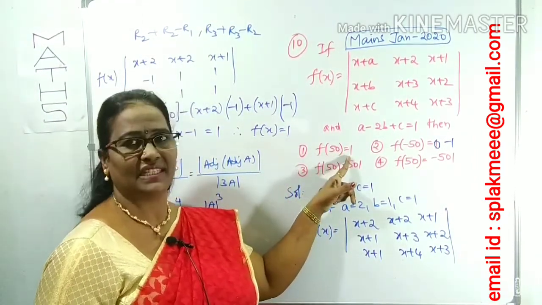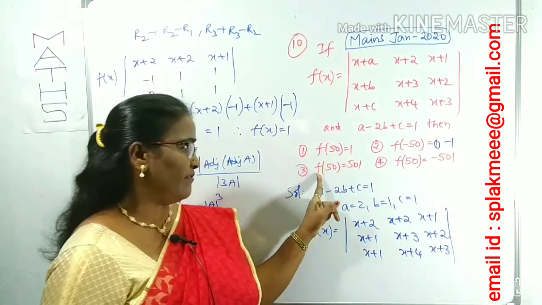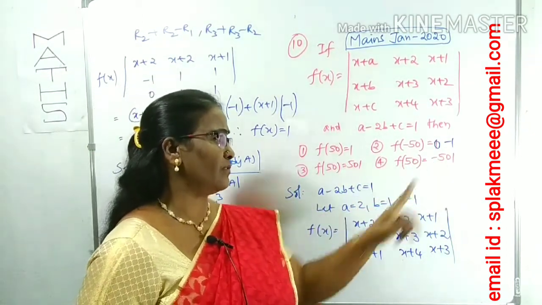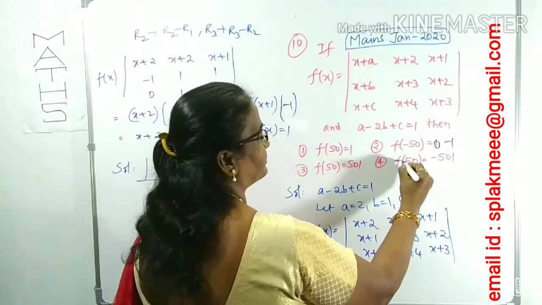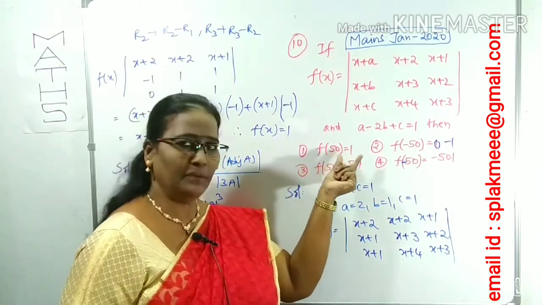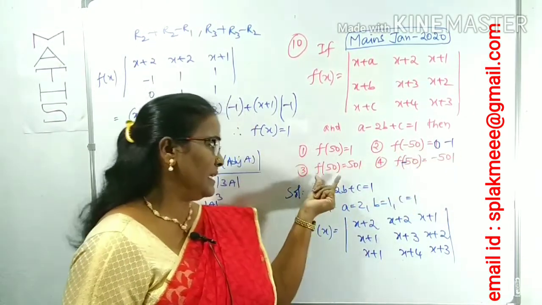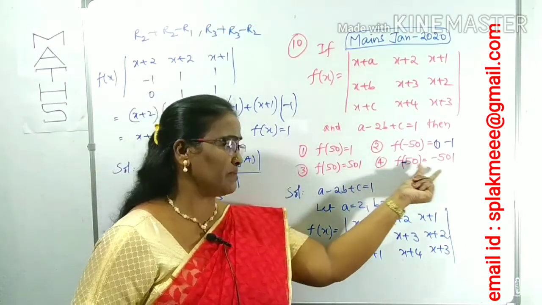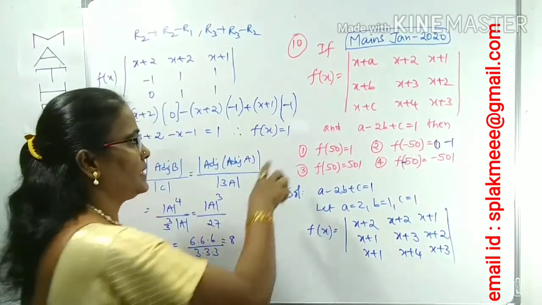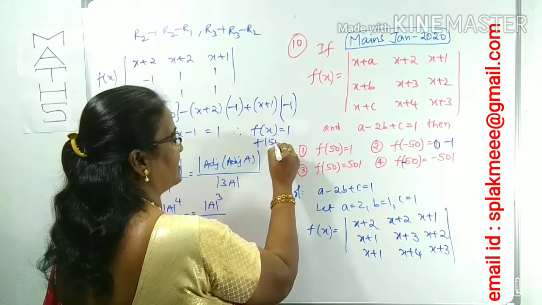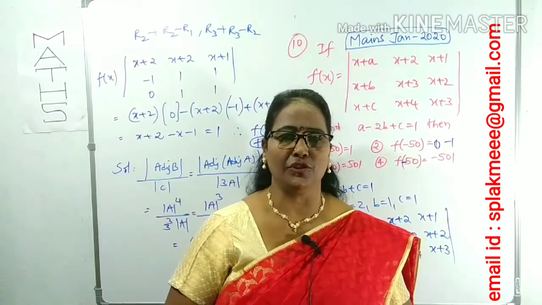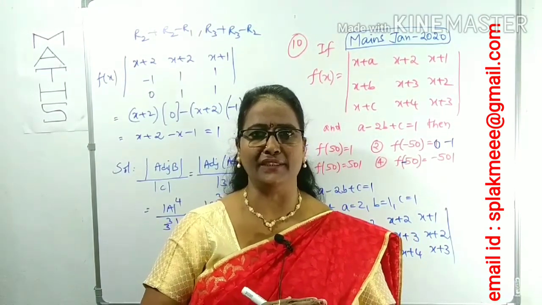1 is there in the first option. Here f of minus 50 is minus 1. Let me read the options again: f of 50 is 1, f of minus 50 is minus 1, f of 50 is 501, f of minus 50 is minus 501 are the given options. So which option is correct now? Yes, f of 50 is 1 is the correct option. So in place of 50, maybe 2020 also, it is 1 only, because that is a constant function.